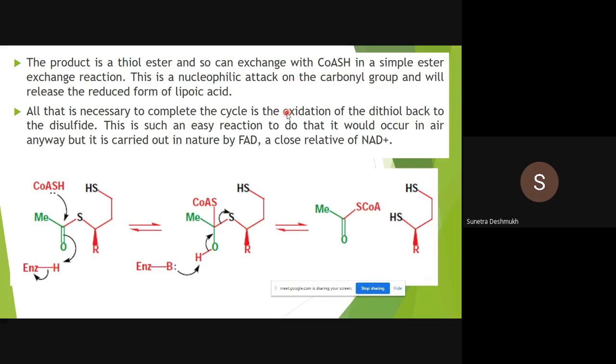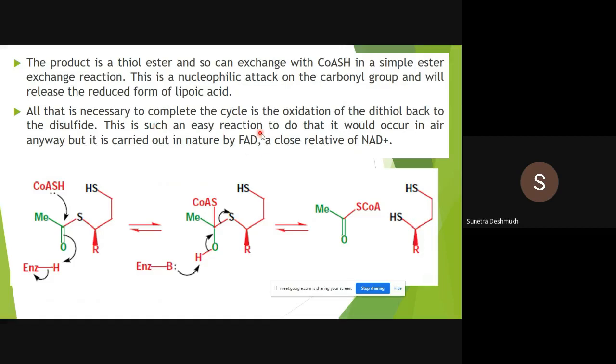This is nucleophilic attack on the carbonyl group. So that one is attacking the coenzyme, attacking on the carbonyl group, and will release the reduced form of the lipoic acid. All this is necessary to complete a cycle: oxidation of the dithiol back to the disulfide. Okay, so the disulfide is getting separated again.